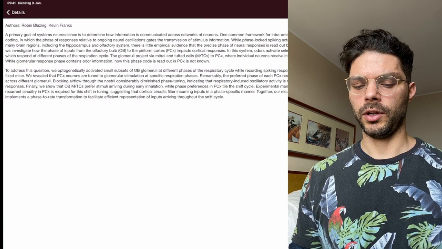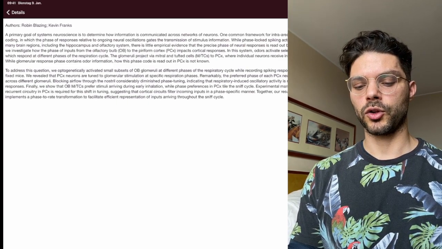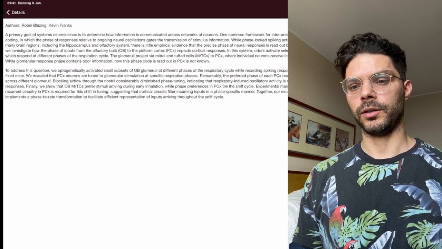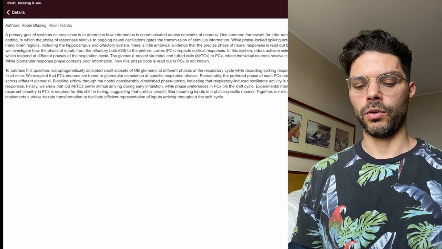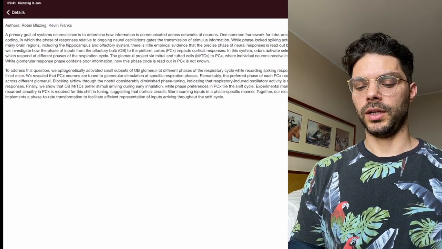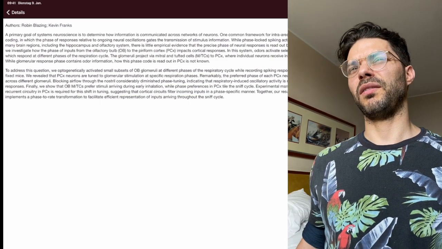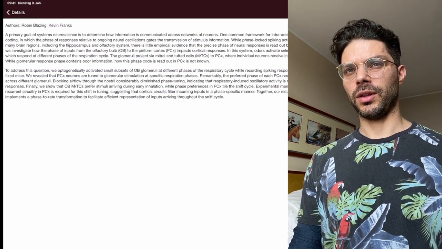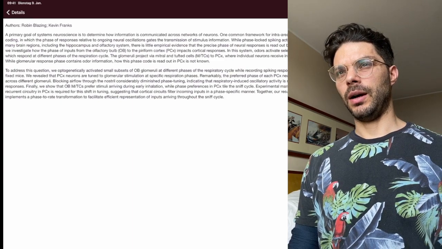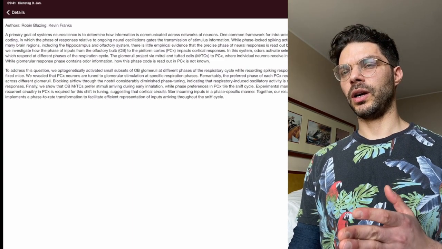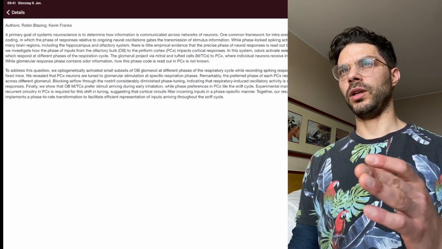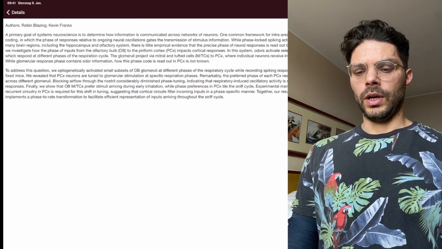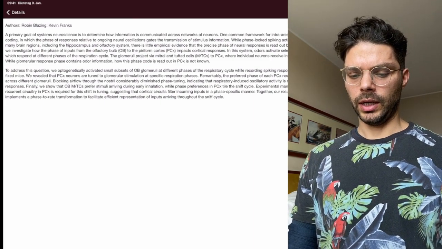Experimental manipulation indicated that recurrent circuitry in PCX is required for this shift in tuning, suggesting cortical circuits filter incoming inputs in a phase-specific manner. Together, results indicate that cortex implements phase to rate transformation to facilitate efficient representation of inputs arriving through the sniff cycle. Okay, so that's pretty cool. So you can have phase information in the mitral and tufted cells being transformed to the rate of neurons in the PCX, which are individually sensitive to different phases of their inputs. That'll be really cool to see.